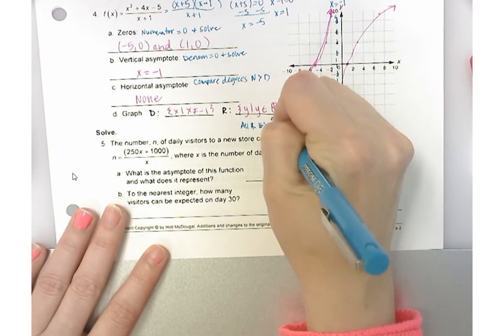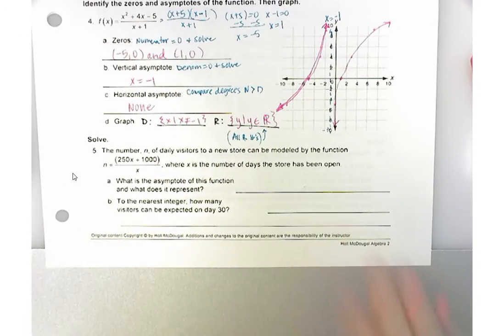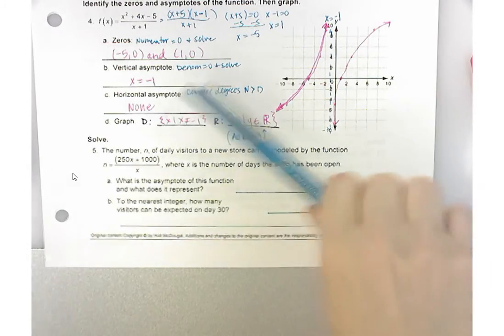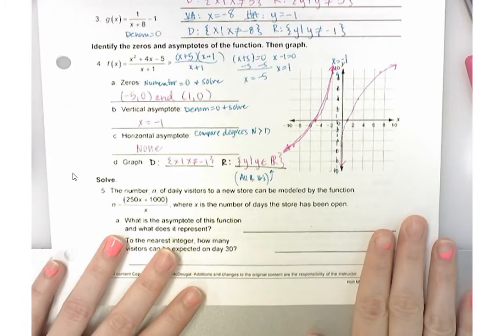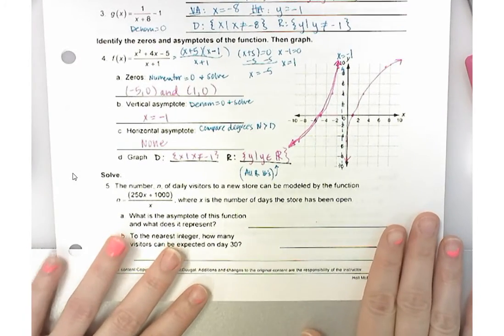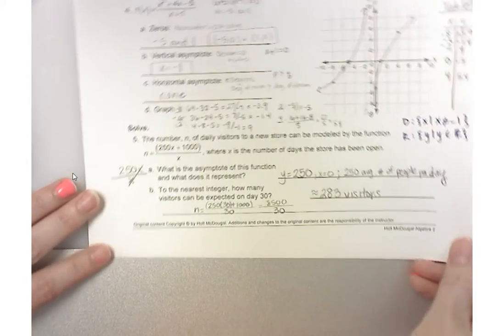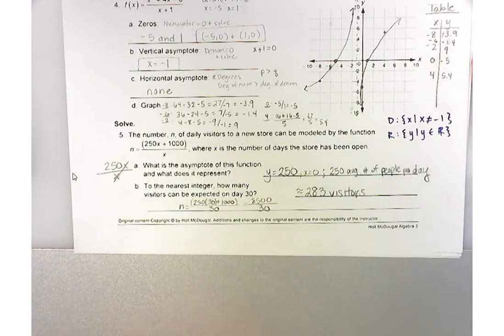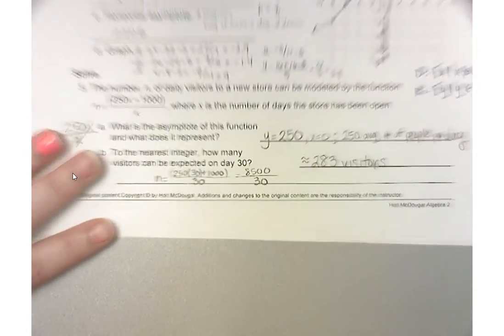I'm going to show you the answer to the last one as well. You had to tell me what the asymptote of the function represented and what they were. So in this case, your asymptote is y equals 250 because the degrees are the same. So 250 over 1, y equals 250. If you set the denominator equal to 0, it would be x equals 0.